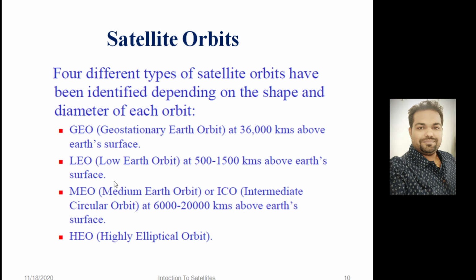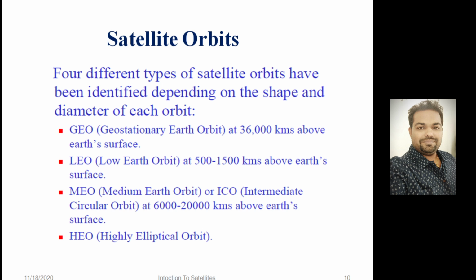Then the third category is MEO, called medium Earth orbit, or we can say ICO, intermediate circular orbit, that lies at 6,000 to 20,000 kilometers above the Earth's surface. Then finally, the highly elliptical orbit comes, which is beyond 20,000 kilometers, and it looks completely elliptical in shape. So we usually do not want to put any of these satellites in the HEO. Usually we put them either in LEO or in GEO.